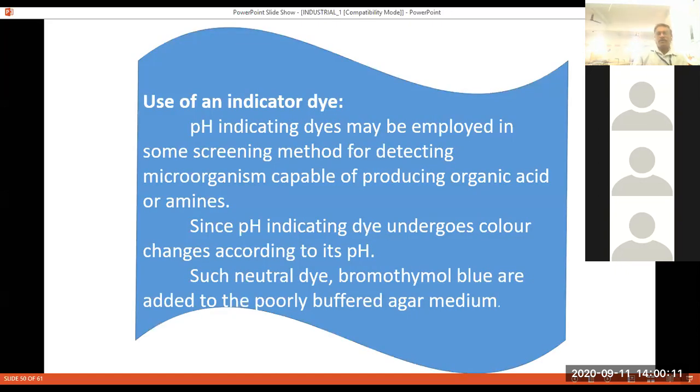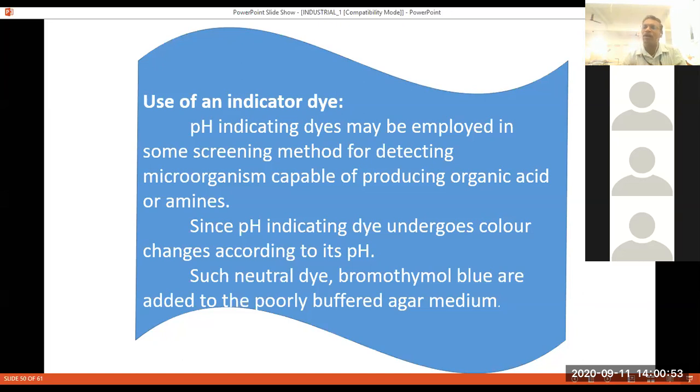So how does this work? Simply, the pH indicating dye undergoes a color change according to its pH. For example, phenolphthalein is colorless, but when you are doing acid and base titrations, at that time you get the pink color. So the pink color indicates that your titration endpoint has come. We know that with 0.1 normal NaOH and 0.1 normal HCl, you titrate using phenolphthalein as the indicator.